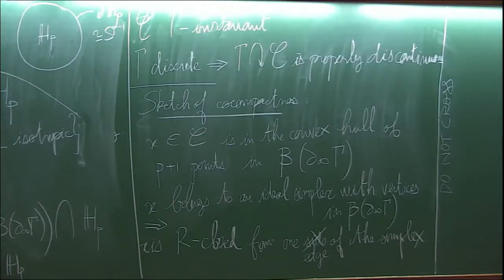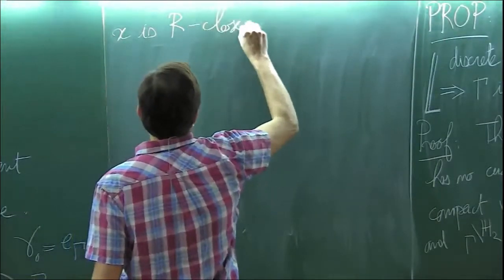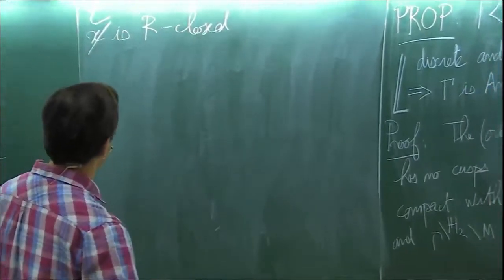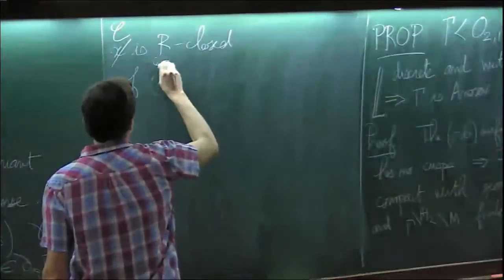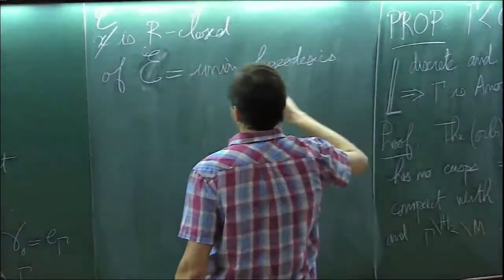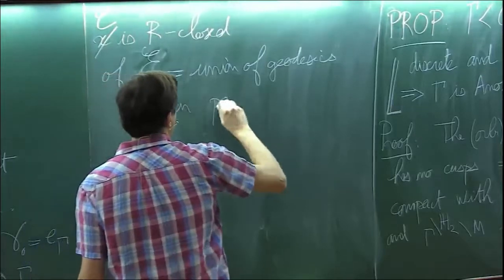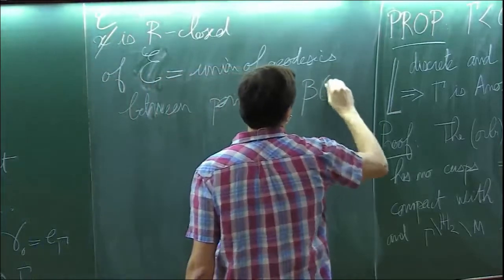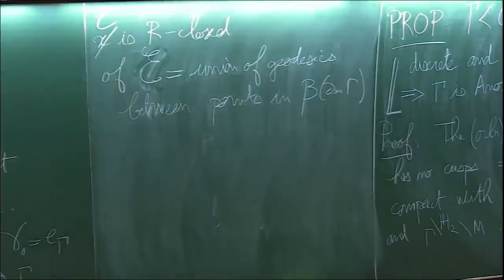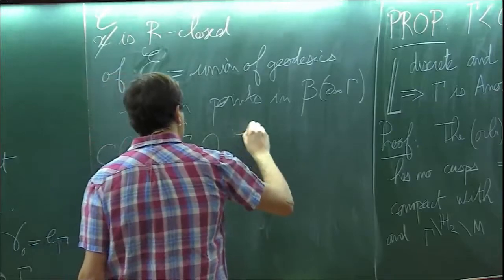So the situation is as follows. I can restrict my attention to a subset of C, which is a union of geodesics between two points. So I have that x is R close, or maybe C is in the R neighborhood of E, which is a union of geodesics between points in the image of beta. Okay, and I claim, and I will not prove it, that the action of gamma on E is co-compact.